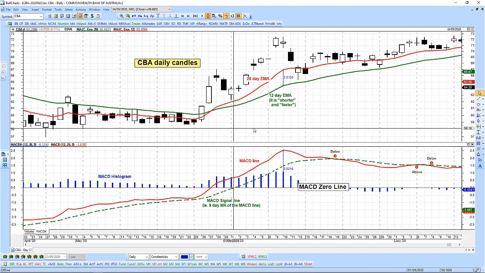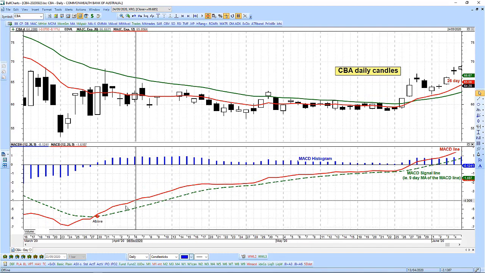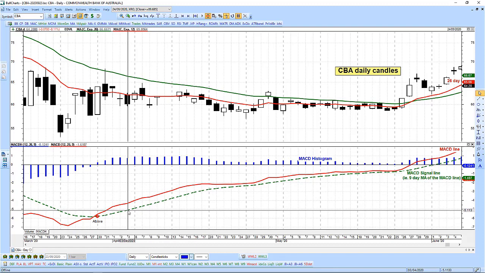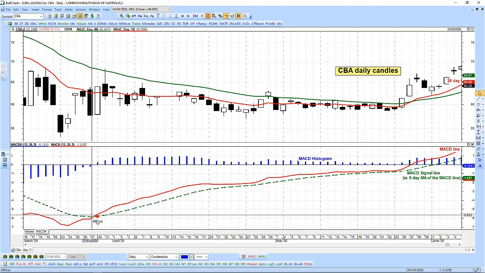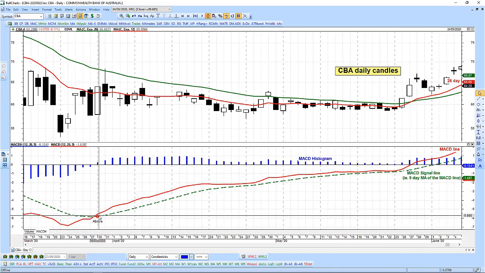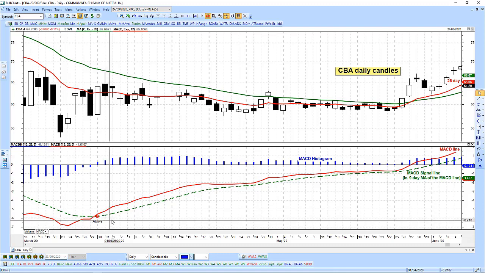Something else about MACD, if I scroll back this chart a bit and have a look back here to where the MACD line and the 9-period moving average of it, its signal line, cross here, notice that's well below MACD 0. A lot of traders take that as a potential buy signal.